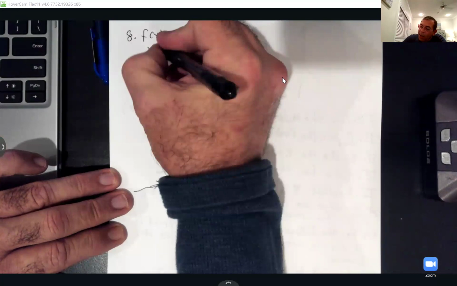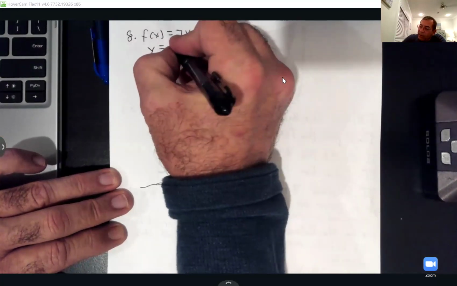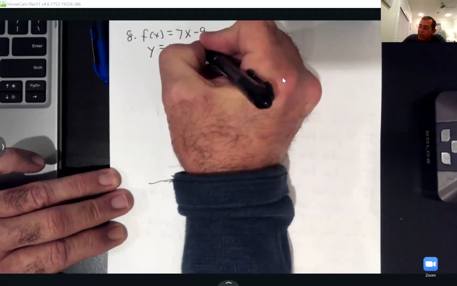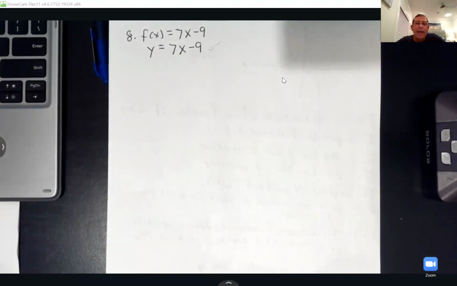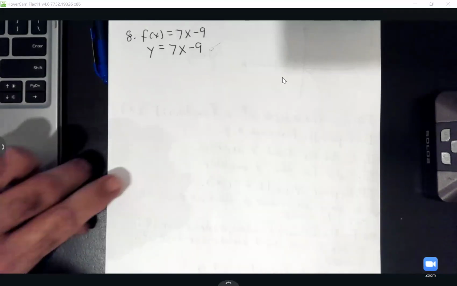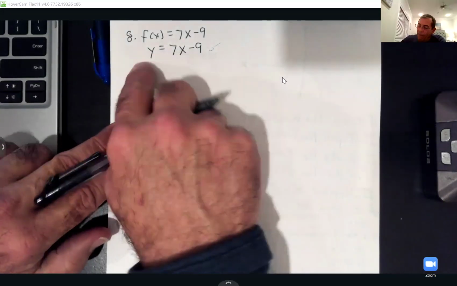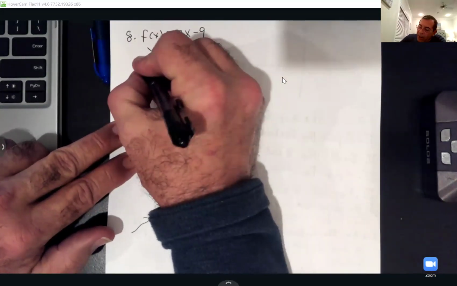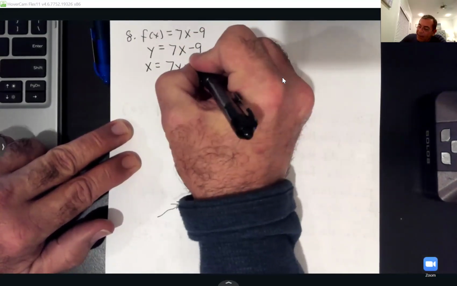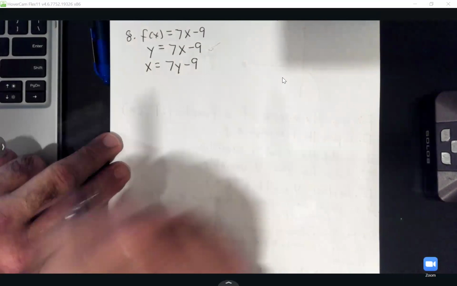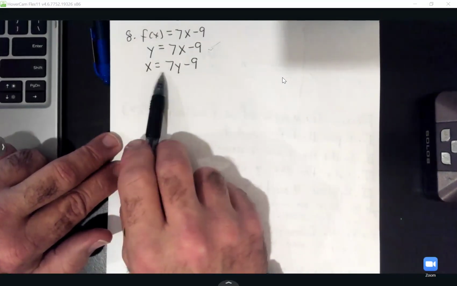So that means we're going to replace the f of x with a y. So I'm going to get y equals 7x minus 9. Y'all, what's my next step? Reverse. The x and the y. And then that'll be x equals 7y minus 9. All right, y'all. So we're switched.